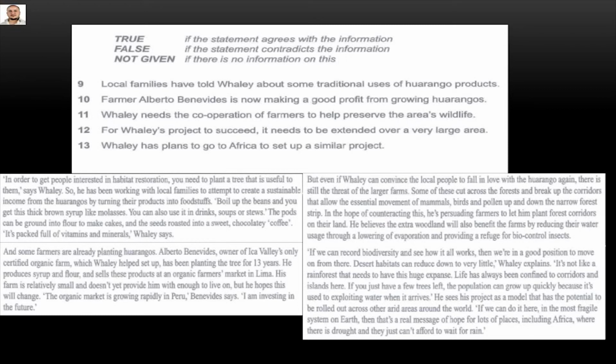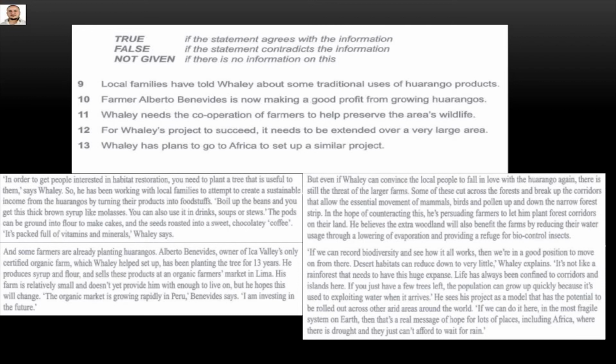Number 10. Farmer Alberto Benavides is now making a good profit from growing algarrobos. Let's see. Alberto Benavides, owner of the valley's only certified organic farm, which Wally helped set up, has been planting the tree for 13 years. He produces syrup and flour and sells these products at an organic farmers market in Lima. His farm is relatively small and doesn't yet provide him with enough to live on.